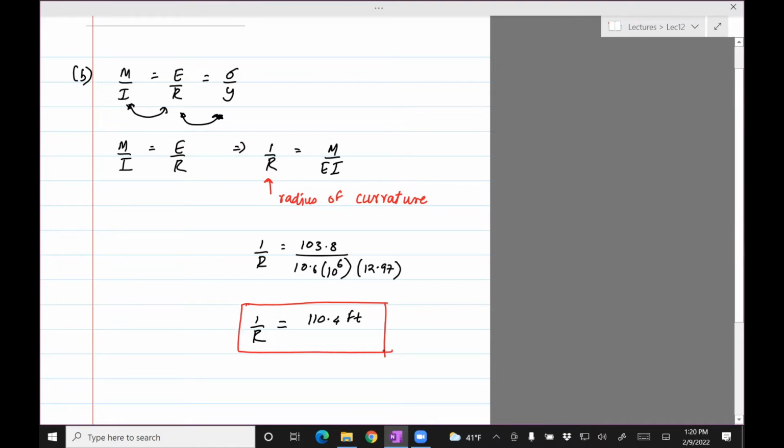So you can see that's a really, really large number, 110.4 feet. I mean, a normal human being is 6 feet tall or 5 feet tall. And this is like 20 times that. That's not the radius, it's the curvature. So if you want to find the radius, you do the inverse of that. So 1 divided by 110.4. So you can see that the R is really small. Right? That doesn't look right to me. Can you check this calculation? Yeah.